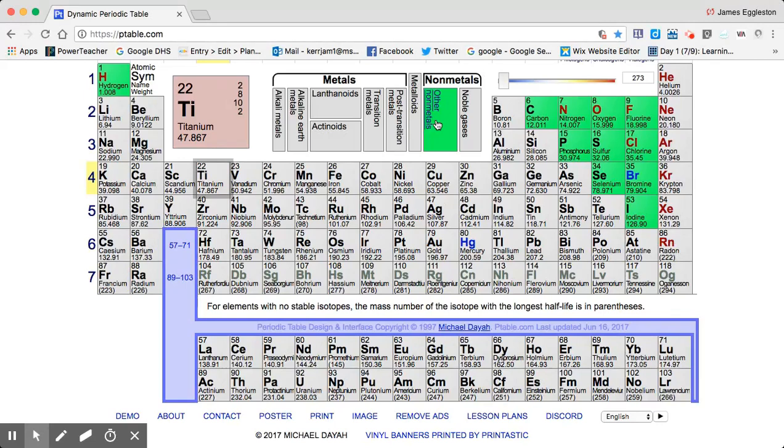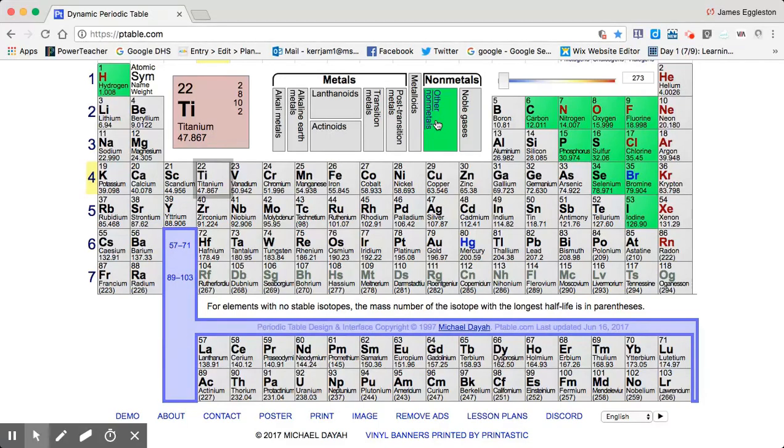Nonmetals, when they combine, make what's called covalent molecules. That is, the electrons, rather than being given, as we saw with lithium and sodium and potassium, and fluorine and chlorine taking, rather than giving and taking, this group shares. So when we make a covalent bond, it's between a nonmetal and a nonmetal. So that's a very special group.